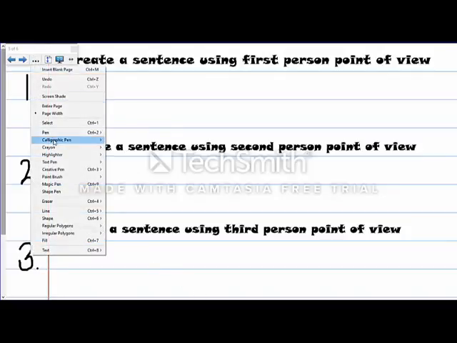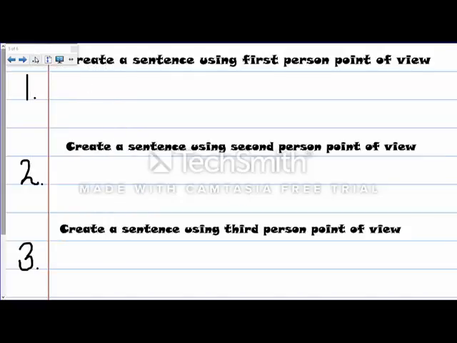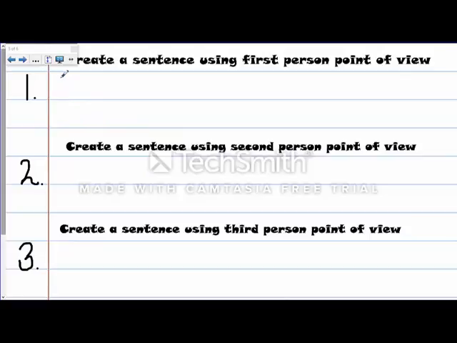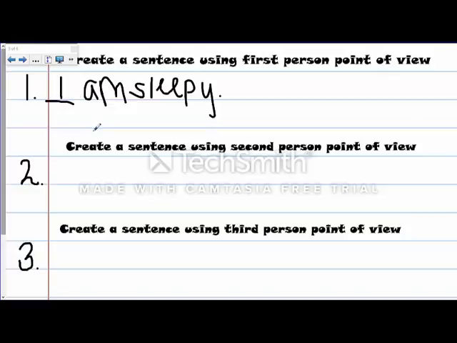Okay, you're going to need the pen for this. Okay. And I want you to underline the pronoun that's representing the point of view. I am sleepy. Very, very good. And the pronoun is I. That is your first person pronoun, which is what you will be using in your paper.